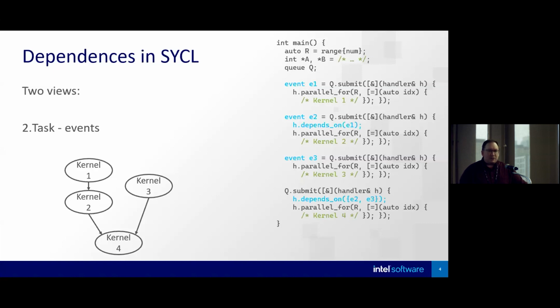And in SYCL, we do that through the use of the event objects that were always there, that are always returned whenever you submit a command into a queue. And then we can explicitly declare dependencies using those. So in order to express this, we can get event E1 back from submitting kernel 1. And then when we submit kernel 2, we can say that kernel 2 depends on that event from kernel 1 and generates event 2. Kernel 3 doesn't depend on anybody, so we don't say it depends on anything, but it's going to produce event 3. And then kernel 4 is going to depend on event 2 and event 3.